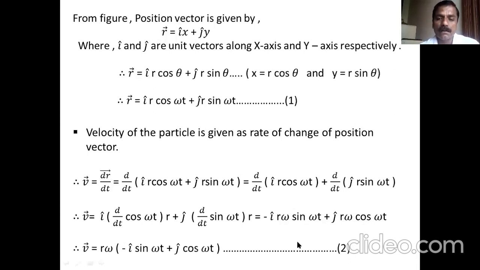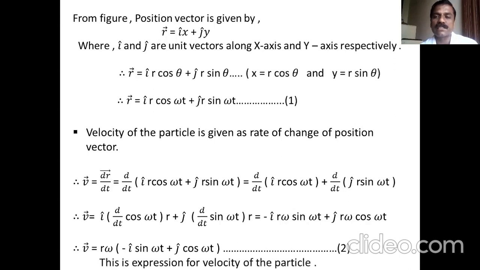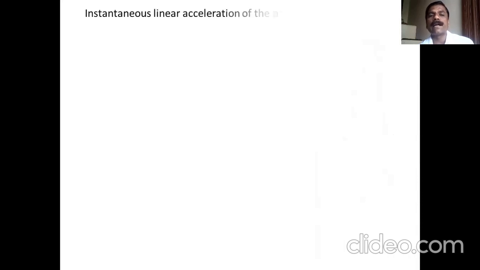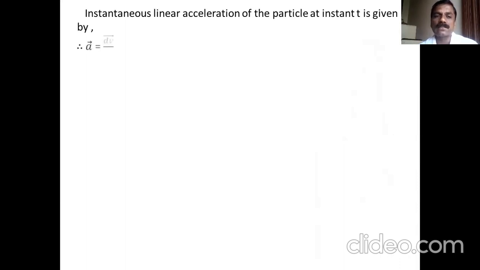See, now here we can take r common and omega common. So this equation can be written as r omega as a constant, and here minus i cap sin omega t plus j cap cos omega t. Let us consider this is equation number 2, which is an expression for the velocity of the particle. Now we can find out the acceleration of the particle. It is called the instantaneous linear acceleration.